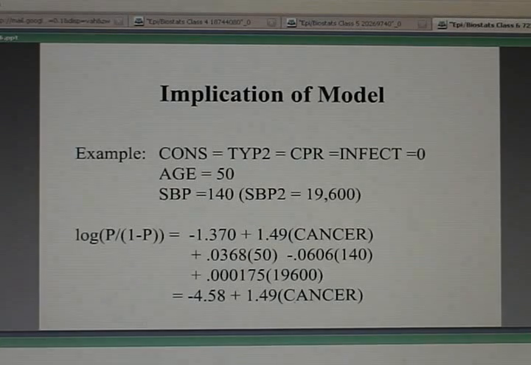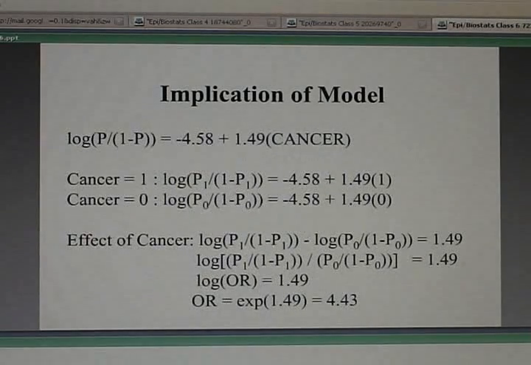Well, looking at that model, it says we can look at two people. And what does that model say about the effect of cancer? If you have cancer, your value for cancer is 1. Your value for your log odds of dying in the hospital is minus 4.58 plus 1.49 times a 1, which is your value for cancer. So you get an additional 1.49 points to give you your log odds of disease.